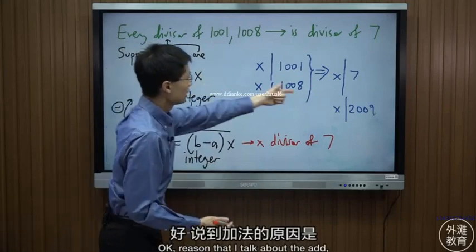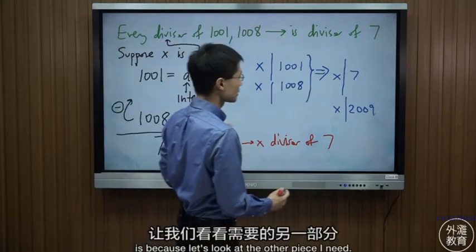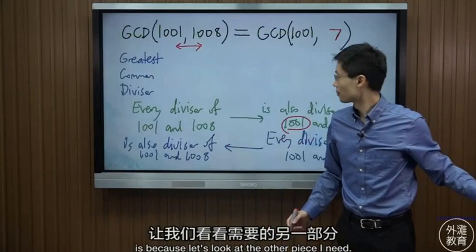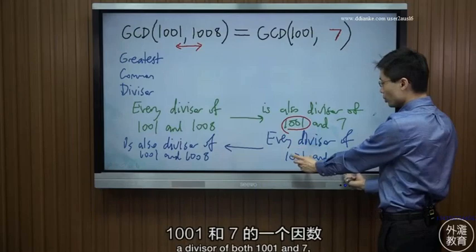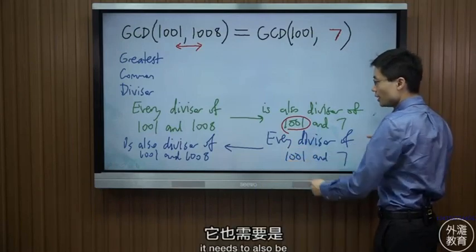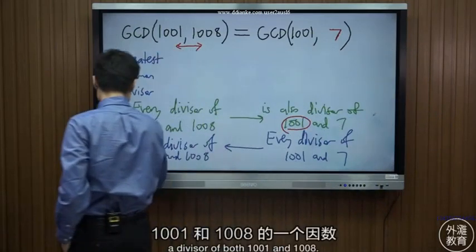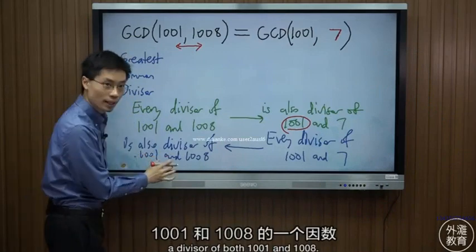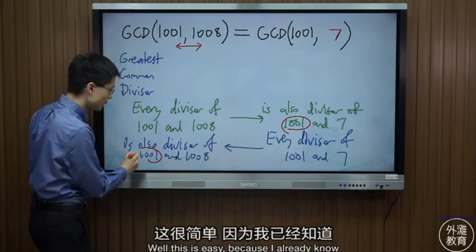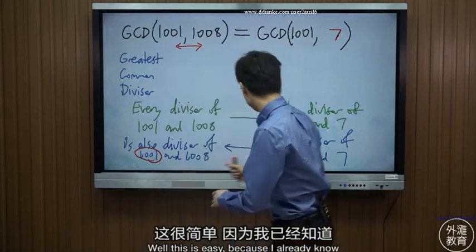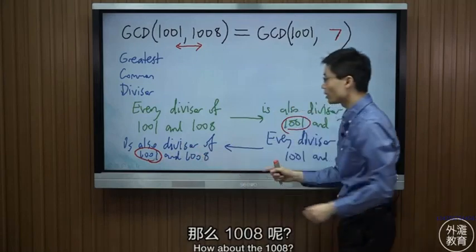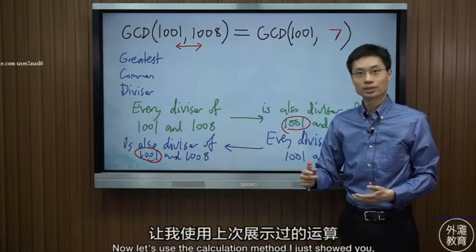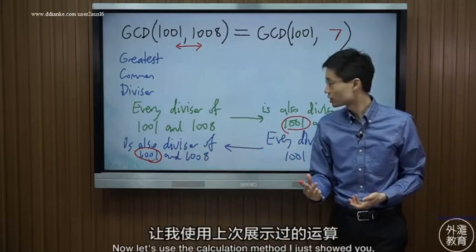Okay, the reason I talked about the add is because let's look at the other piece I need. The other piece I need is that if I have a divisor of both 1001 and 7, it needs to also be a divisor of both 1001 and 1008. Well, this is easy because I already know it's a divisor of 1001. How about the 1008? Now let's use that calculation method I just showed you.